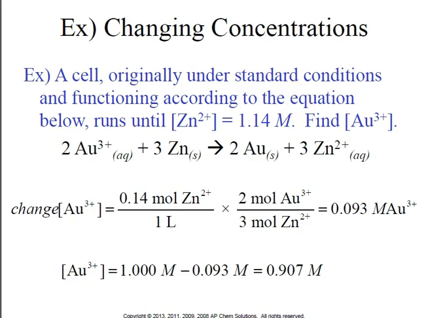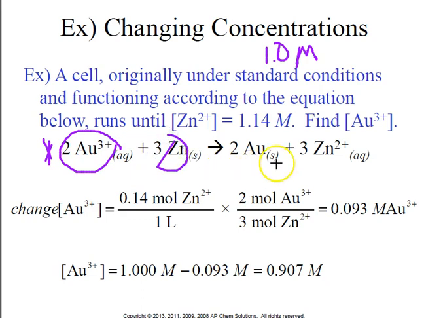All right, so here's an example of that. We have a cell that was originally under standard conditions, and it functioned according to this equation right here. Originally under standard conditions means that we were originally at 1.0 molarity for everything that is in solution. Then the cell runs, and as it runs, of course, it's using this reactant and this one to make these products.